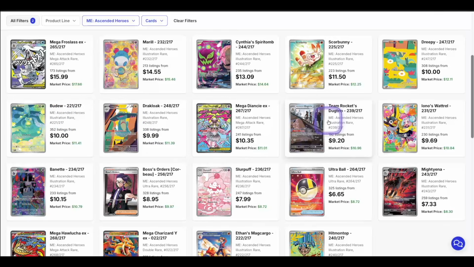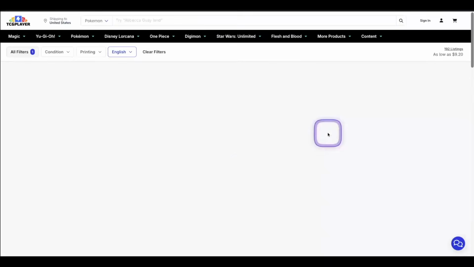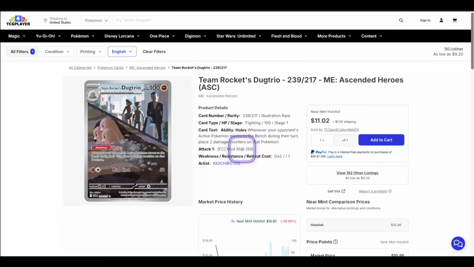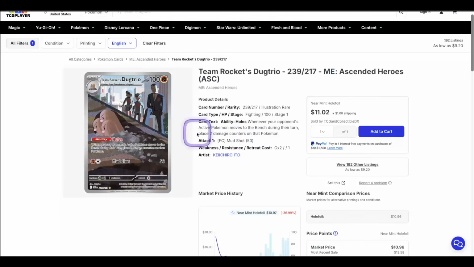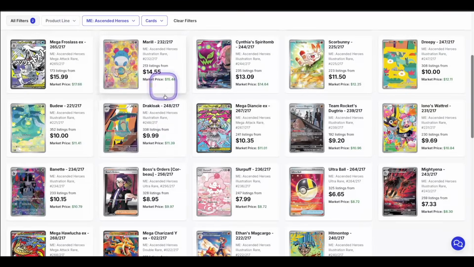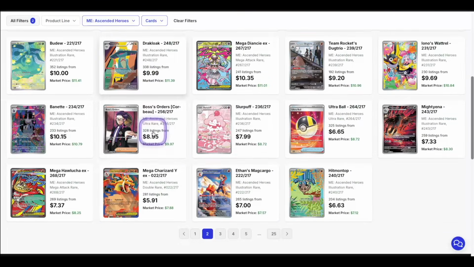Oh, another one with good character appeal. Team Rocket's Diglett Trio. Just because it's Diglett Trio, it is from the original 151. And it's Team Rocket. And there's Giovanni. And there's some Team Rocket grunts in the background too. So I really wish I pulled this card. I really wish I did. But alas, I did not.